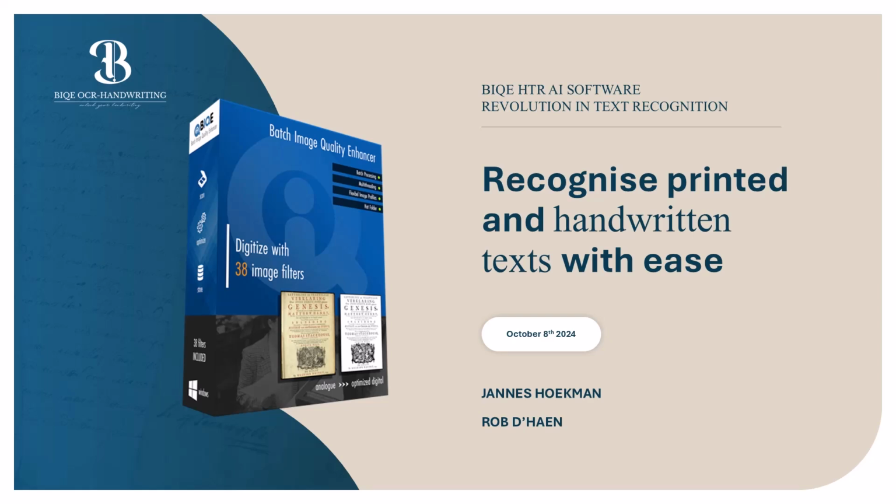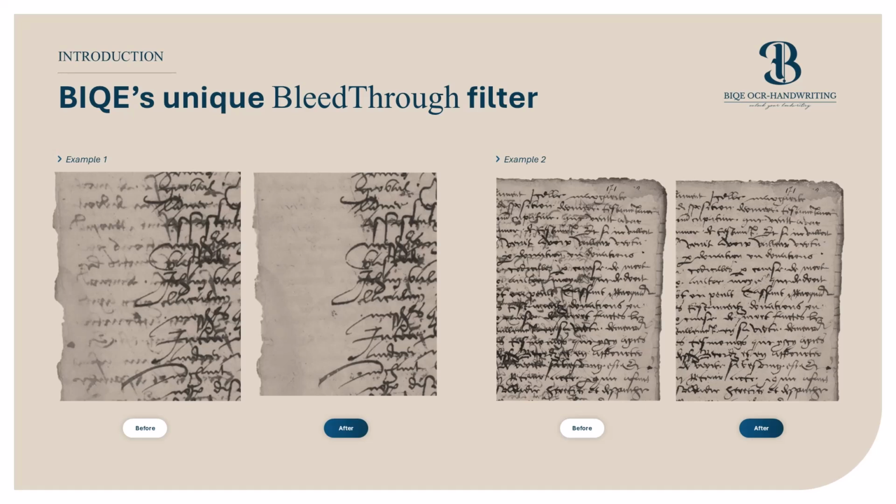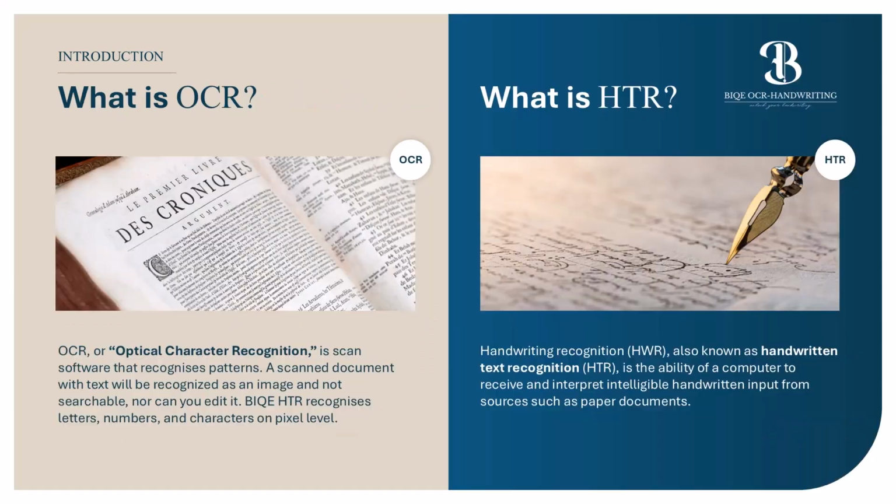This was the beginning of BIQE, Batch Image Quality Enhancer software, which, as you can see on the box, has 38 image filters to improve the images for the best OCR result. If you're working with old documents, you must also deal with page bleed-through. Because of this bleed-through, the OCR of text is negatively affected. That gave us the idea to develop a tool to reduce this bleed-through. On this slide, you can see the result before and after applying our bleed-through filter.